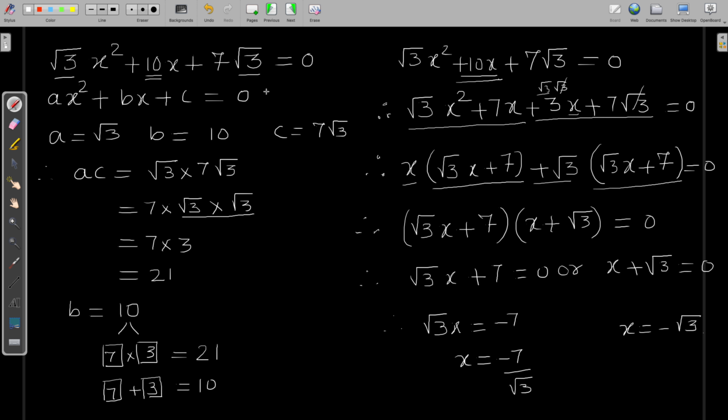Now this looks very difficult, but actually we are just using a little knowledge of indices, where root 3 times root 3 is actually 3. You must have learned this particular rule also in the concept of rationalization of surds. In that also this kind of knowledge is extremely useful. I hope you understood this.